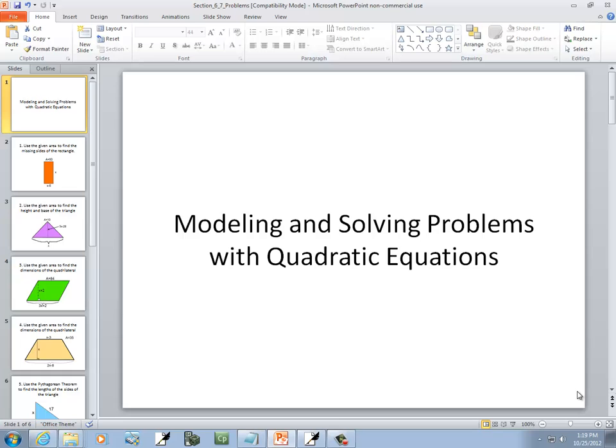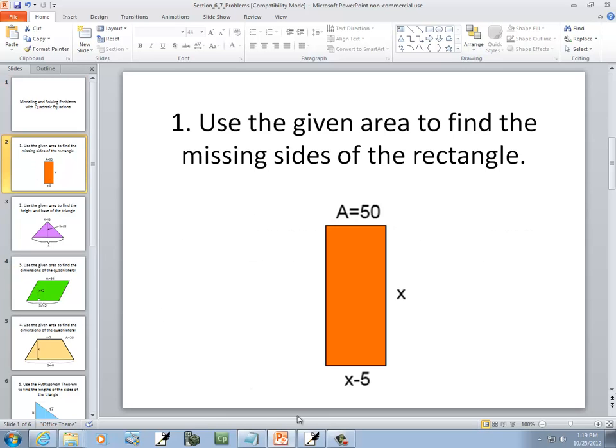Let's take a look at modeling and solving problems with quadratic equations. These are based upon geometry. There's other ones you can do, but this particular topic we're going to look at in this lesson is just geometry.